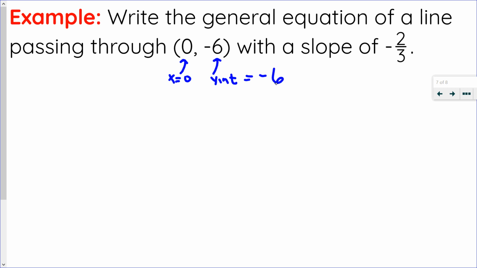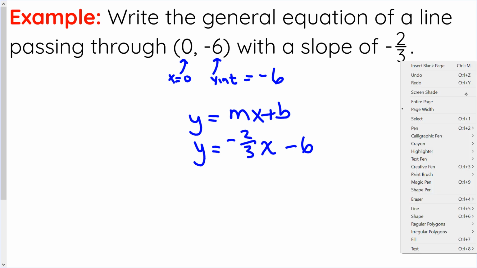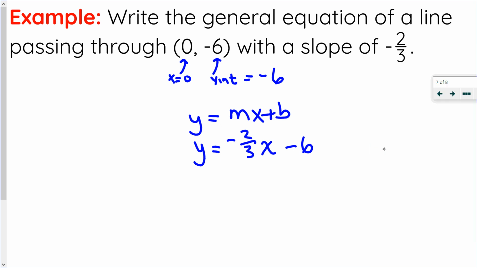So if I have a y-intercept and I have a slope, I'm going to use slope-intercept form, which is y equals mx plus b. So y equals m, -2/3, x plus b, or in this case, -6. Okay, so what I want to do is take this equation that is in slope-intercept form, and write it in general form. So first thing I know about general form is I'm not allowed any fractions. So I see I have 2/3.